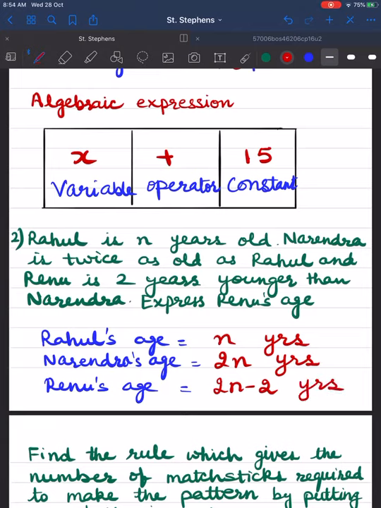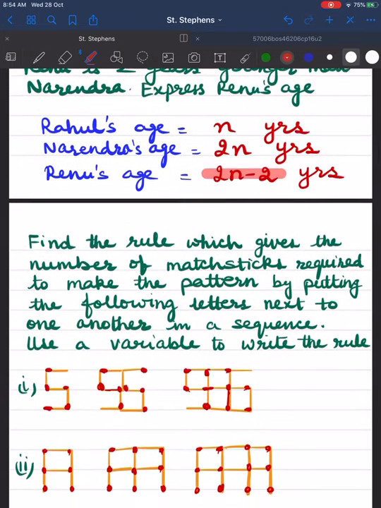So here 2n minus 2 is an algebraic expression. And here x plus 15 is the algebraic expression. So children, I hope you have understood how to write an algebraic expression.